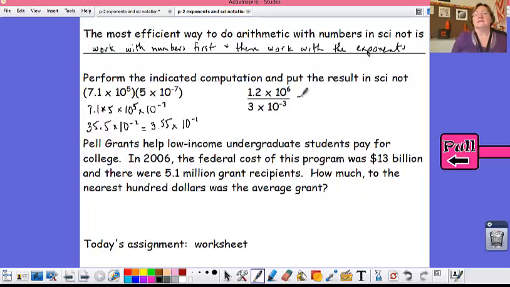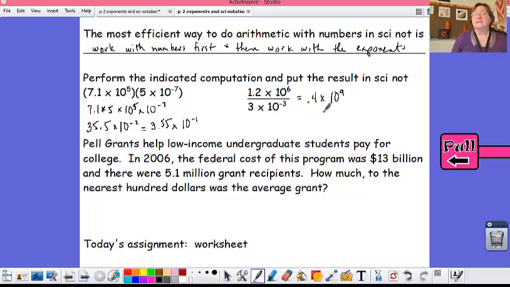Over here, same thing. We need 1.2 divided by 3. Grab my calculator. 1.2 divided by 3 is 0.4, which I should have probably known without my calculator, times 10, and now we're subtracting exponents. We have a quotient here, so 10 to the 6th minus negative 3. 6 minus negative 3, that's 6 plus 3, so times 10 to the 9th.